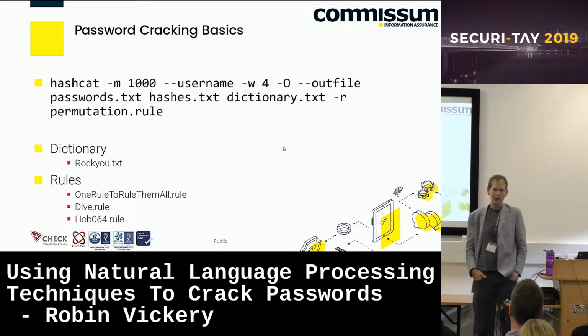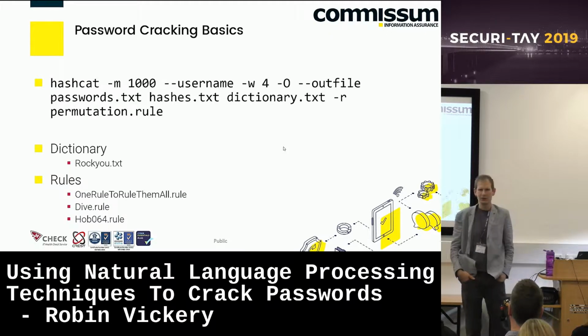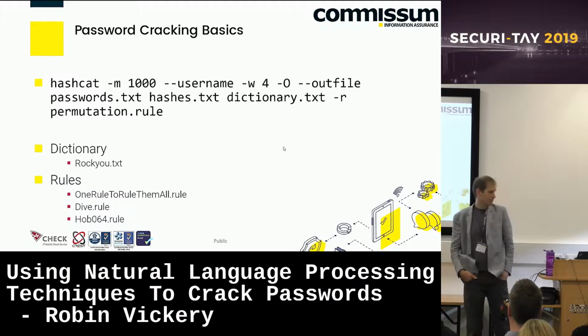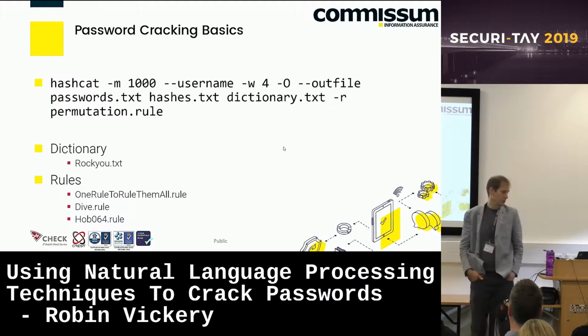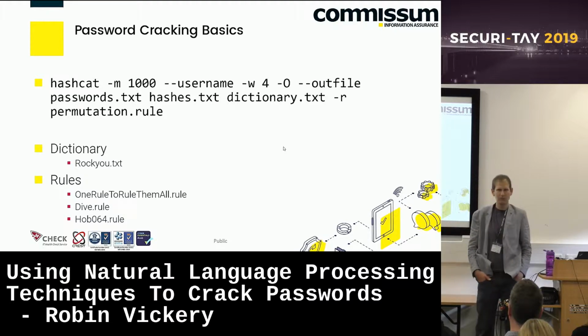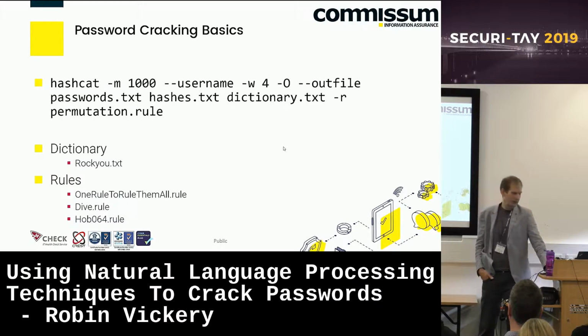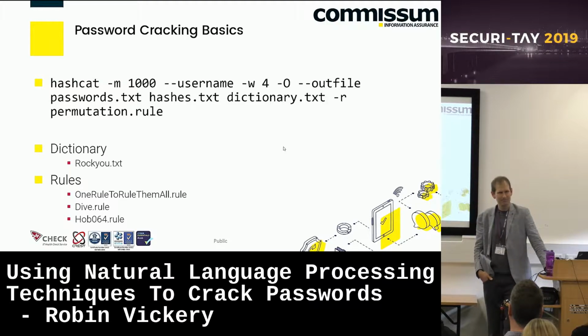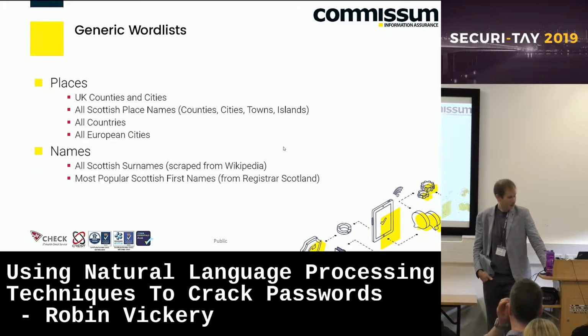So whichever we're doing, we usually do the same thing as pretty much everyone else does. We get a standard dictionary, rockyou.txt is a favorite one, put it in hashcat with varying rules depending on how much time we've got. My favorite is One Rule to Rule Them All. Others use dive rule. Hob064 is a bit fast. And that gets us a rather large amount of passwords usually. People aren't very good with passwords.